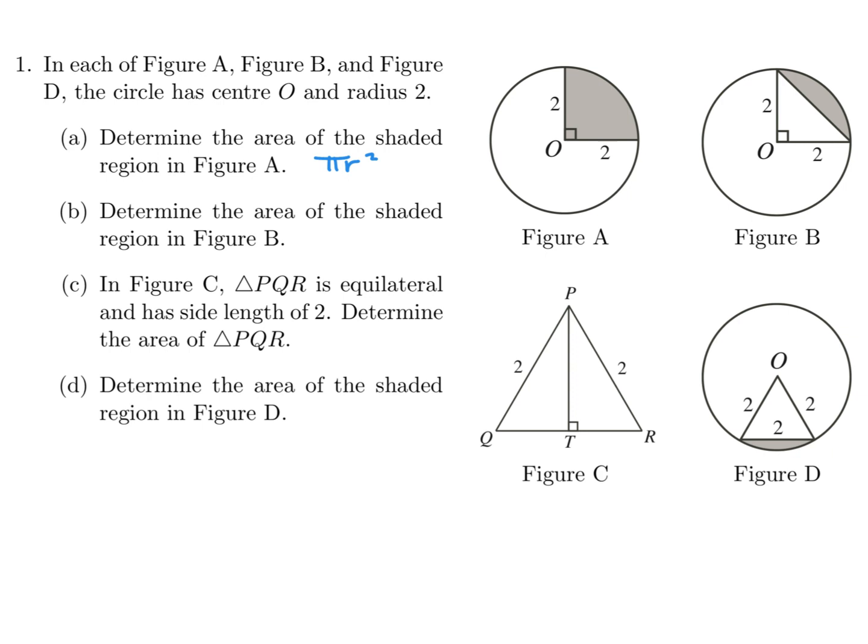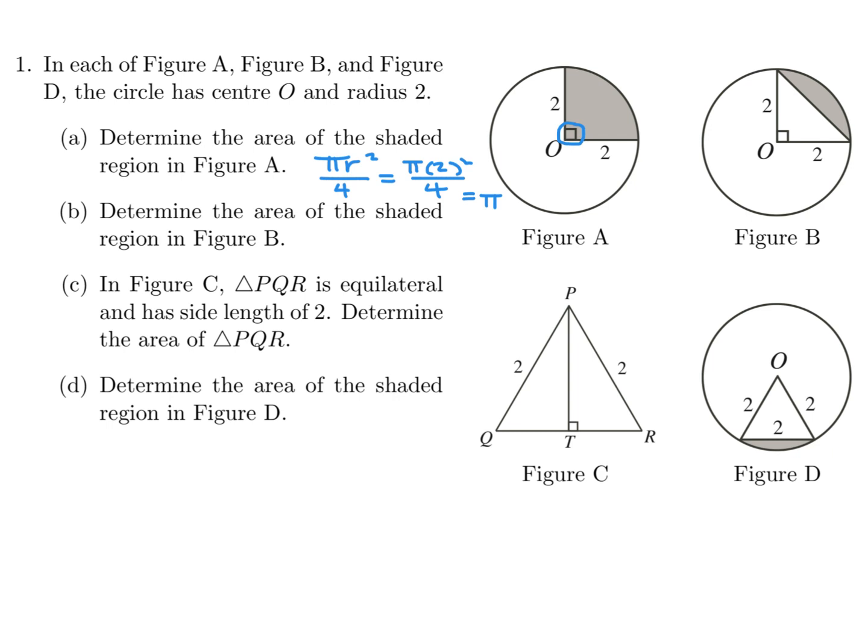Now the reason I know it's a quarter is because of this angle right here. That's 90 degrees, that symbol, and 90 is a quarter of 360, which would be the full way around. So I divide by 4, and that's pretty much it. And the radius they told me is 2. Plug that in there, and this just becomes pi. So pi is the answer to part A.